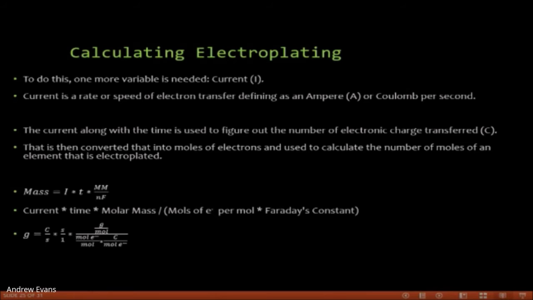The equation is, and I will give you this whenever we need it, mass equals current times time times the molar mass over NF. Molar mass over NF are essentially constants, and those convert our units. If you watch your units, all of it works out nicely.